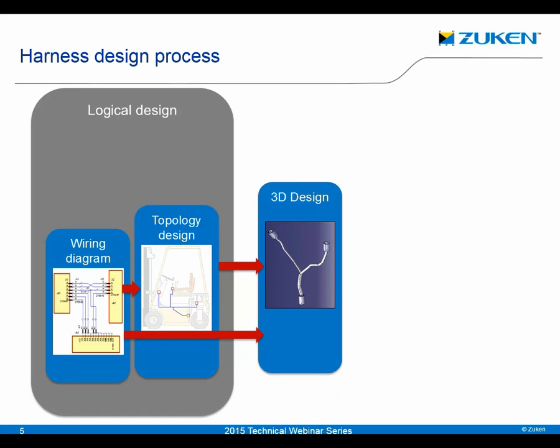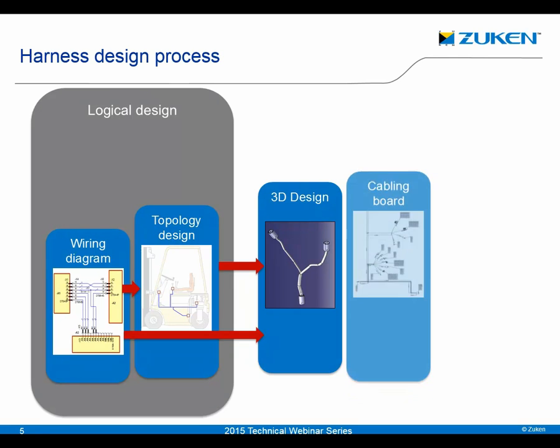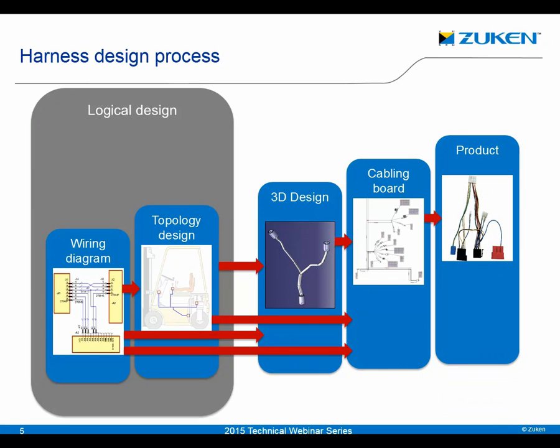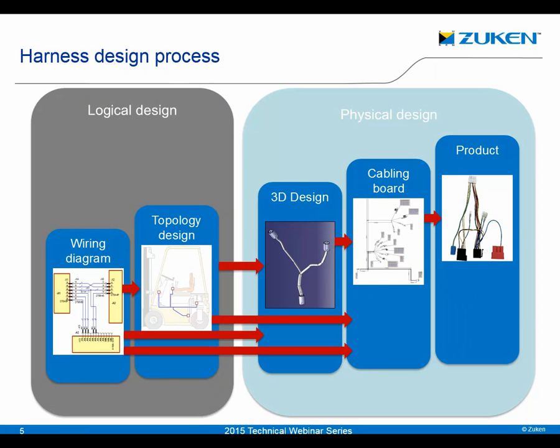When the logical design is done, we can transfer all related information to the 3D MCAD for the routing of the harness in the original 3D environment. With the data from the 3D harness, we generate a scaled 2D drawing. Customers without 3D MCAD can use data directly from the wiring diagram or topology as well to design the scaled 2D drawing. The cabling board will be used as a nail board for the production of the harness. In addition, appropriate lists for production and service are required. 3D routing, the cabling board, and the documents for manufacturing and service are part of the physical design process.